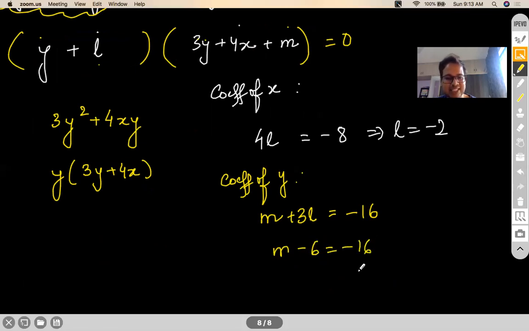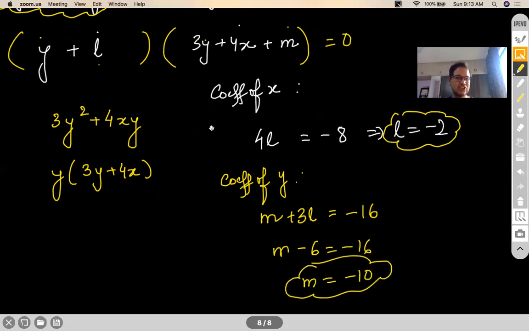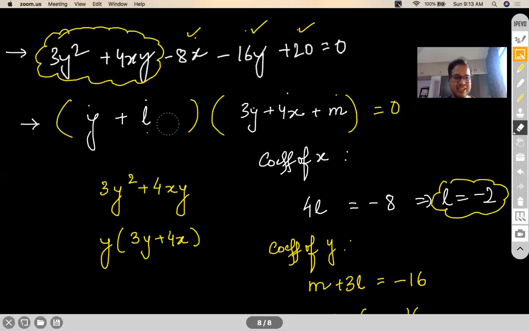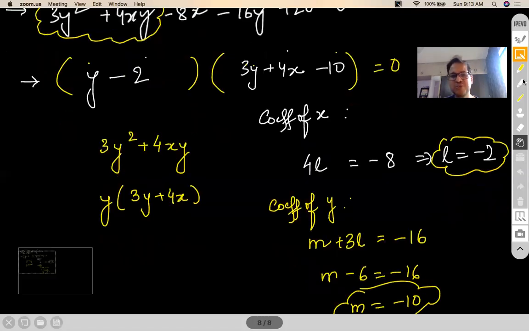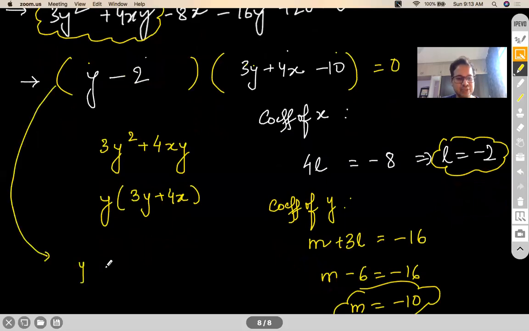So M becomes minus 10. Correct. So L is known, M is known, and that's all we wanted to know, because if I know that, I can replace this guy with a minus 2, I can replace this with a minus 10. So these are the two equations. Basically you put them individually to zero, that would be the two equations of those two tangents separately. So y minus 2 equal to 0 and 3y plus 4x minus 10 equal to 0. These are your tangent equations.